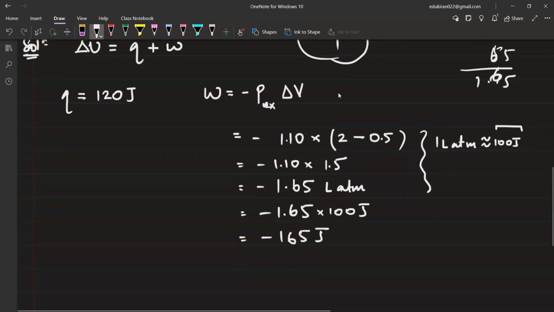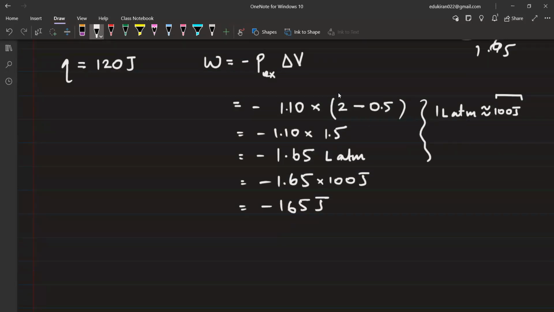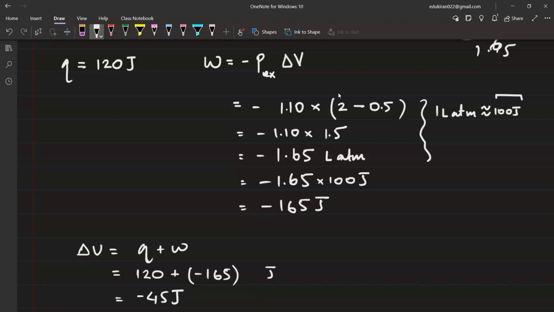Now what is the change in internal energy they ask. So I will write change in internal energy, delta U, it is equal to Q plus W. Q is equal to 120 joules because it is absorbed, plus what is the W? Minus 165. And now whatever answer will be there in joules, this will be equal to minus 45 joules. Correct?